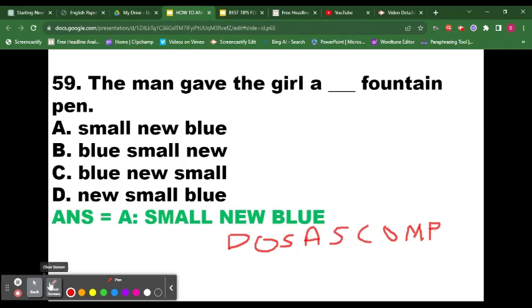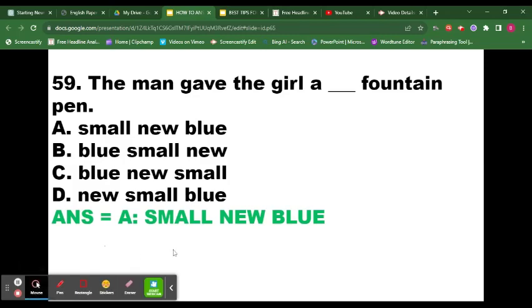So browse through the channel and you'll find the video on the word order of adjectives. That will help you to know how to determine which adjective comes first, where you have multiple adjectives modifying a noun in a sentence.